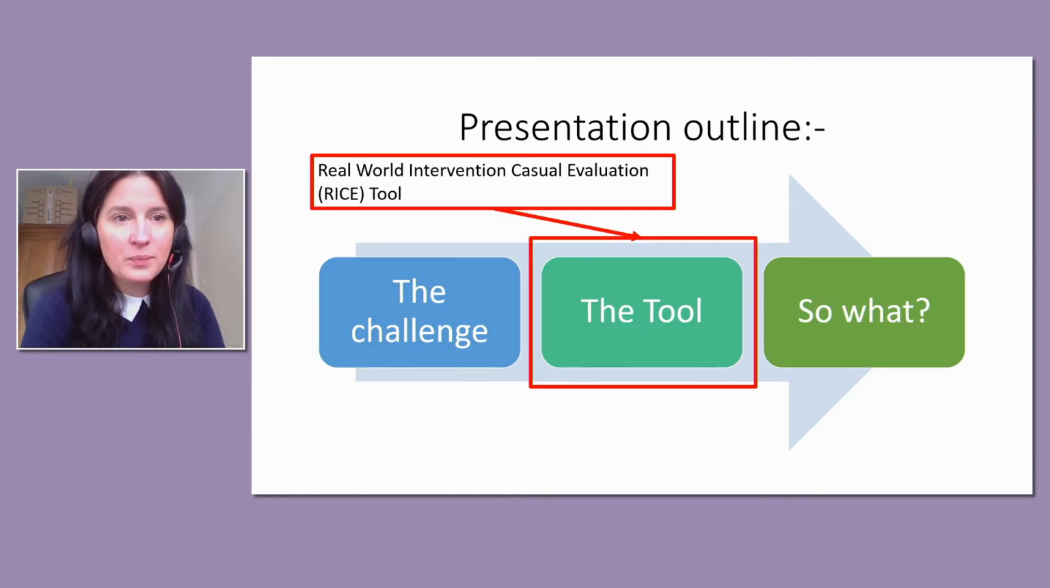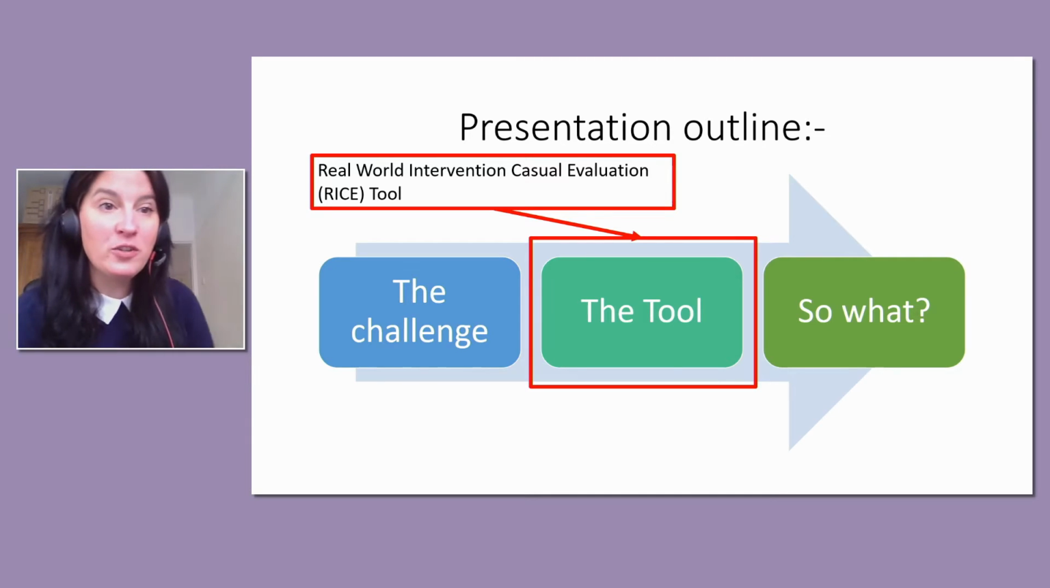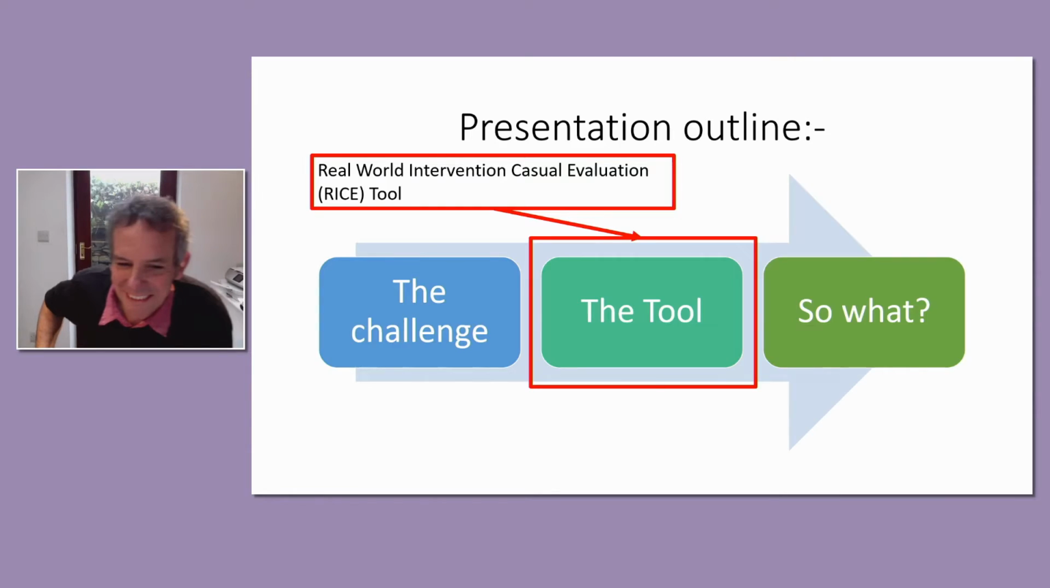Next slide, please. So Ben's going to talk a little bit now about the actual tool and what it does, and then I'll come back in and say how we've tried to implement it within the decision-making process that I've just described. Next slide, please.